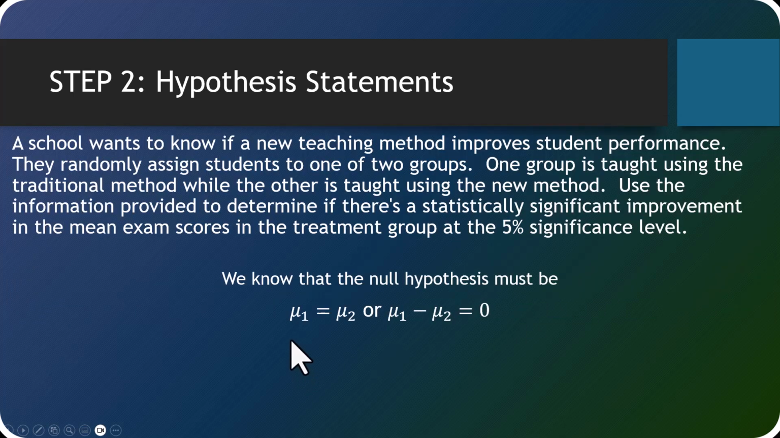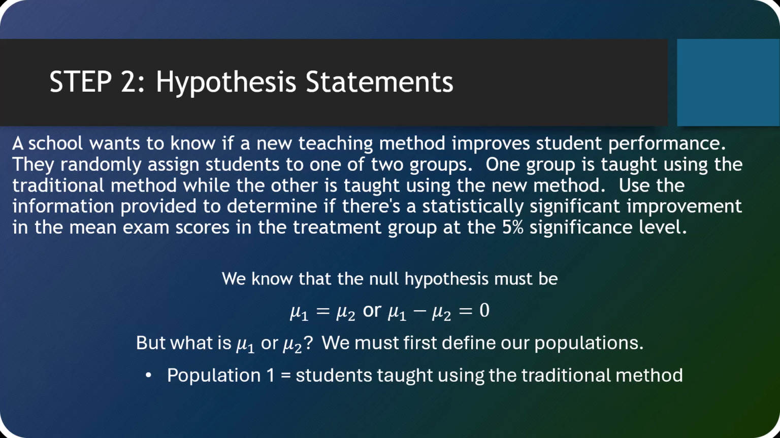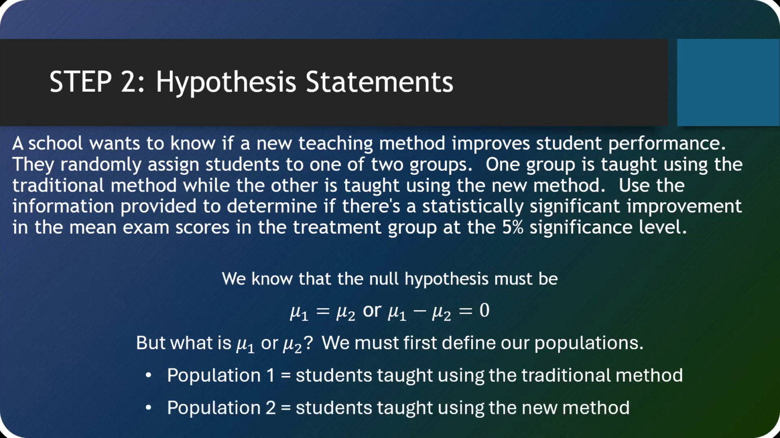So we know that our null hypothesis is that the two means are the same, mu1 is equal to mu2, or if we rearrange this algebraically, we can rewrite this as mu1 minus mu2 is equal to 0. But before we can go any further, especially before we can form our alternative hypothesis, we need to define our populations. So just for the sake of convenience, let's just say that population 1 is going to be the students with the traditional method, and population 2 is going to be the students taught with the new method. Again, this assignation is completely arbitrary. You could have done it a different way. Just note that the way in which you define your populations is going to determine the inequality that you use in your alternative hypothesis. So be aware of that.